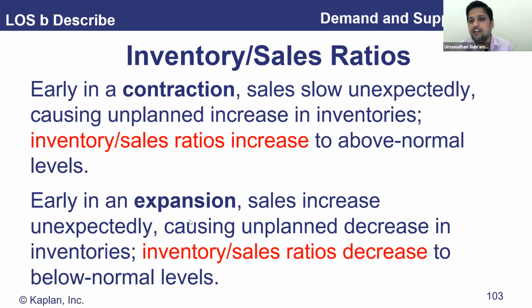In early expansion, the economy is going to go up. Then what do you think is going to happen? Sales is going to go up, but do you think companies will produce more immediately? No, because they are not prepared for it. So inventories are lower, sales are increasing, there is a shortage of inventory. So what's going to happen? Your inventory to sales ratio decreases to below normal levels. So hope you understand. Please let me know if you don't. This is an important slide.